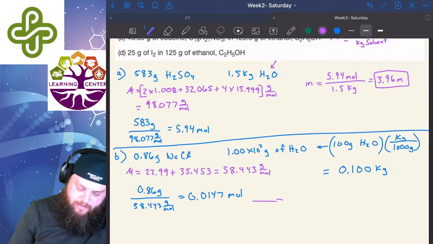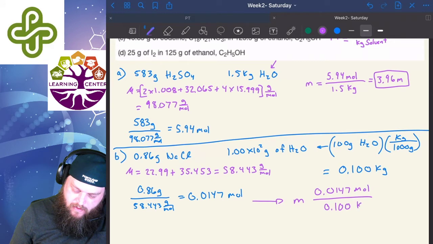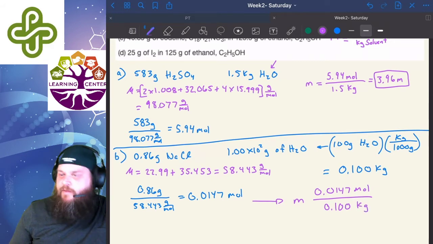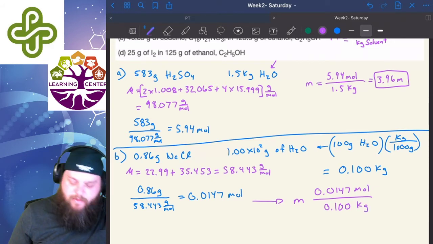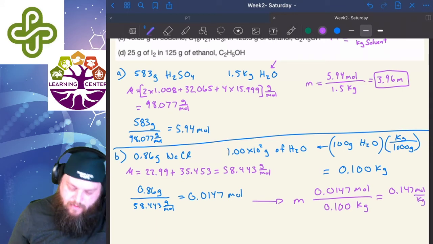So I can then use these to find my molality. My molality is 0.0147 moles divided by 0.100 kilograms. And when you divide by 0.1, you're really just going to be multiplying by 10. So that's going to be 0.147 mole per kilogram. It's our molality.